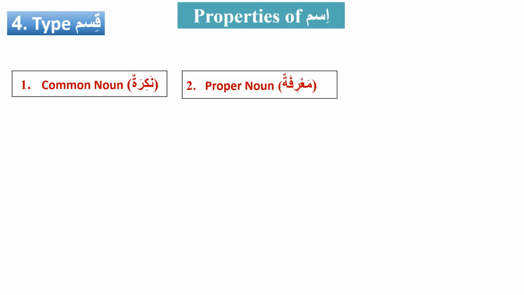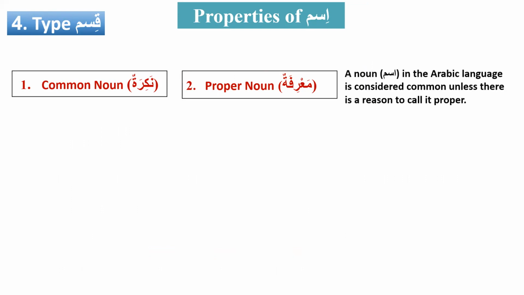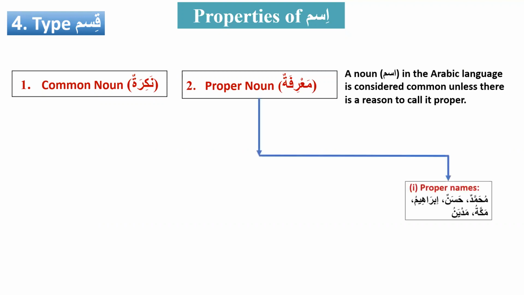And the rule is a noun is considered common in Arabic language unless there is a reason to call it proper. There is a sign, some symbol, some indication that it should be called proper. If there is no indication, you say it is common, right? And the indications are proper names. We already know this from English. Proper names of people or places, right?